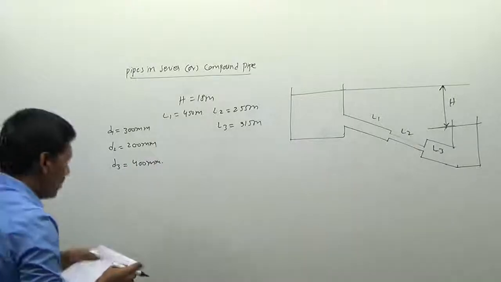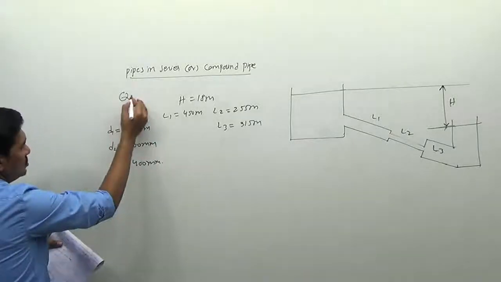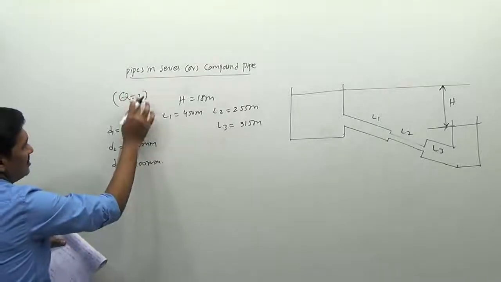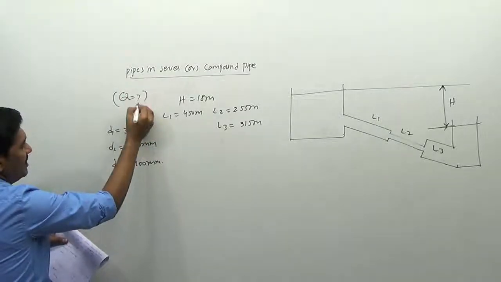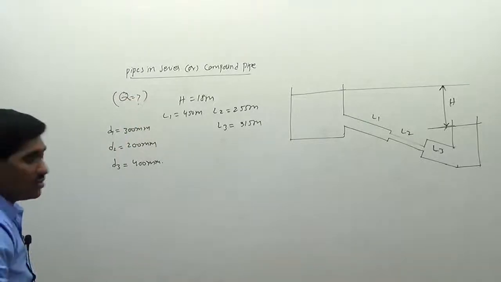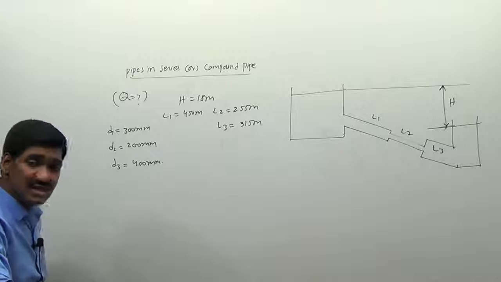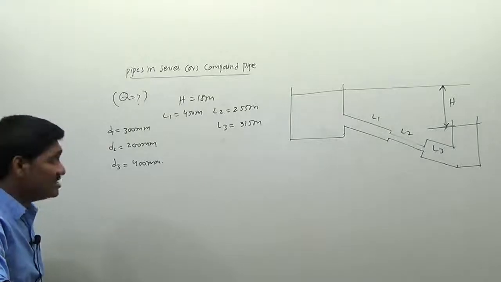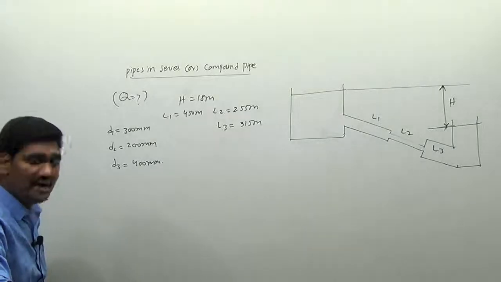Okay, so we have to calculate the discharge. This is the question we have to determine. Discharge is to be determined here. The first thing is we have to determine the discharge by including the minor losses.